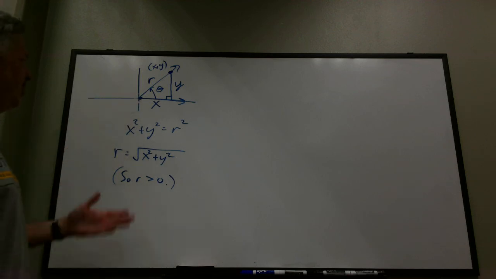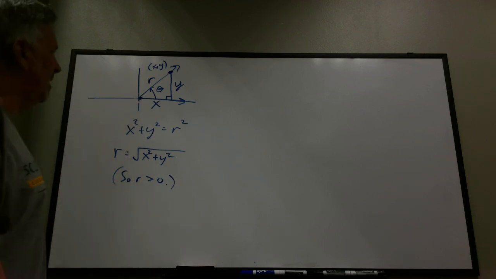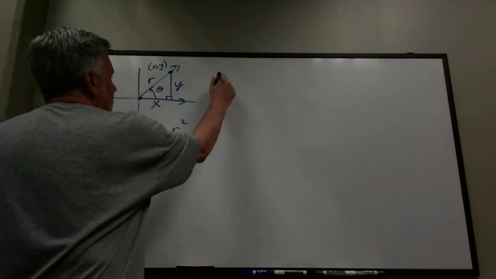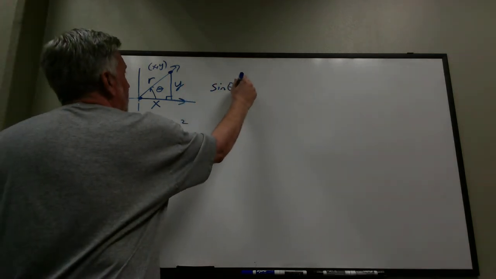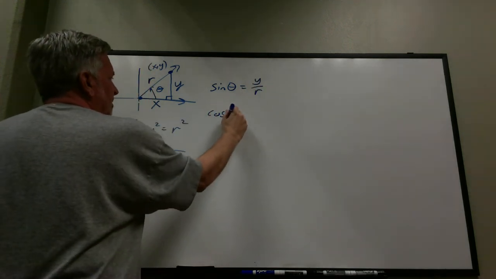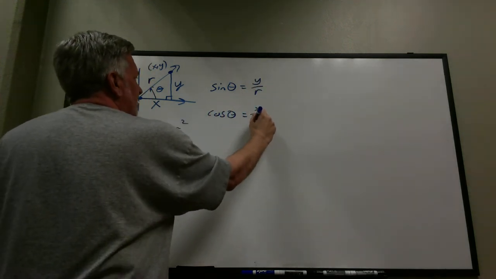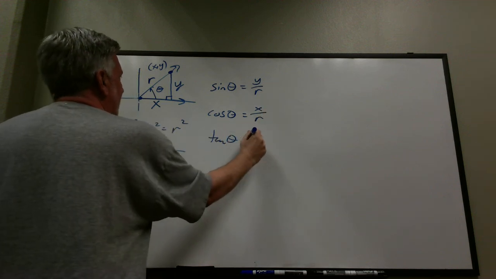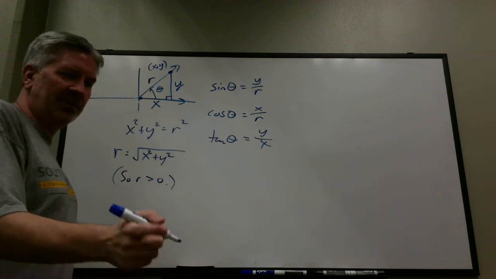Okay, so once we have this picture, we have x, y, and r. They mention the definitions of the 6 trig functions in this situation. So in the book, they're writing sine as y over r. I'm not going to list all of them because they're in your notes. Cosine is x over r. And tangent is y over x. So that's how they're listing them in the book.